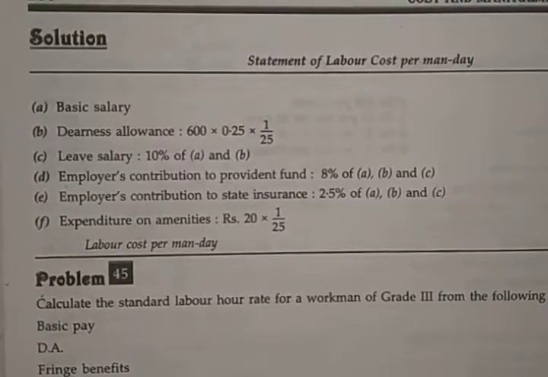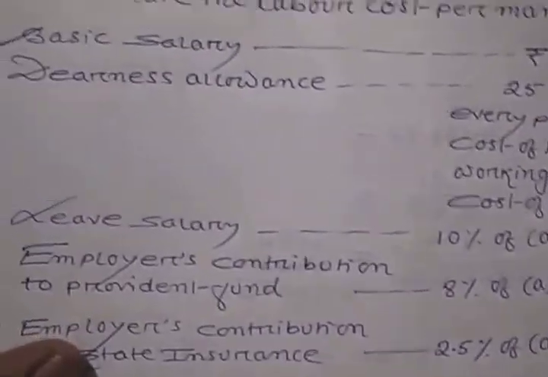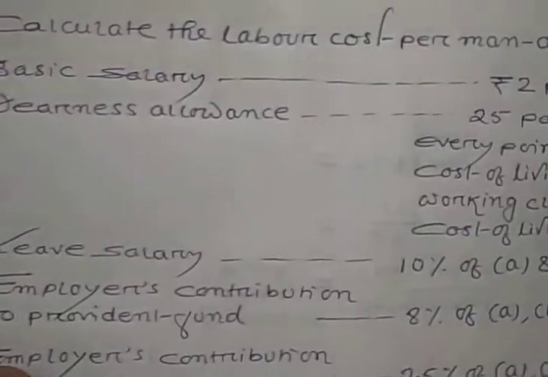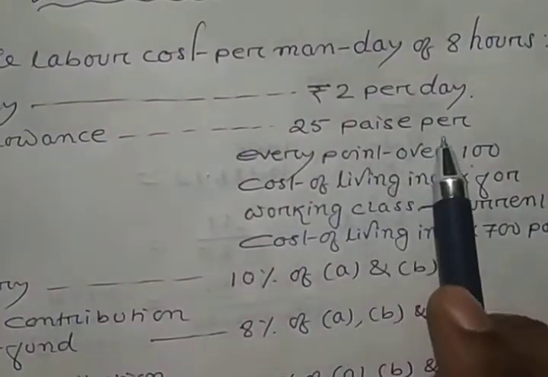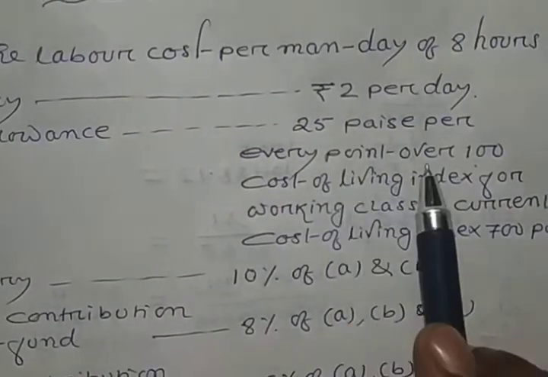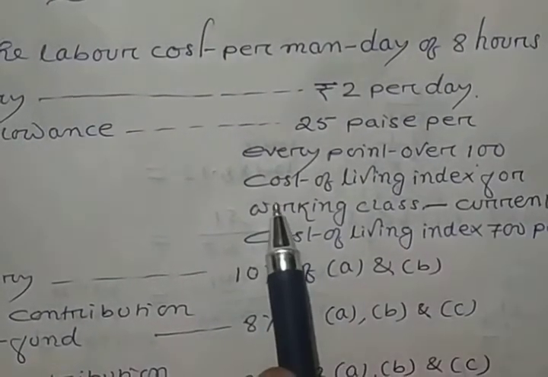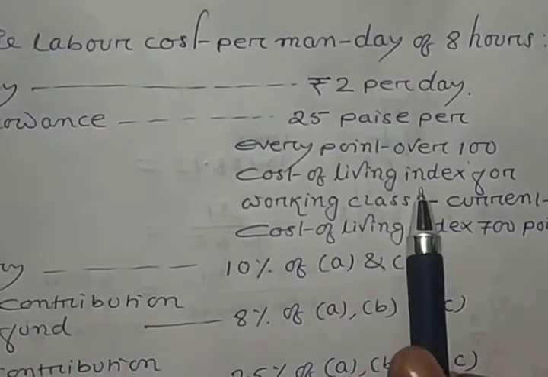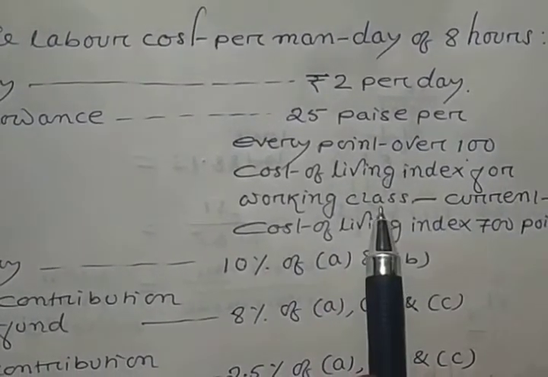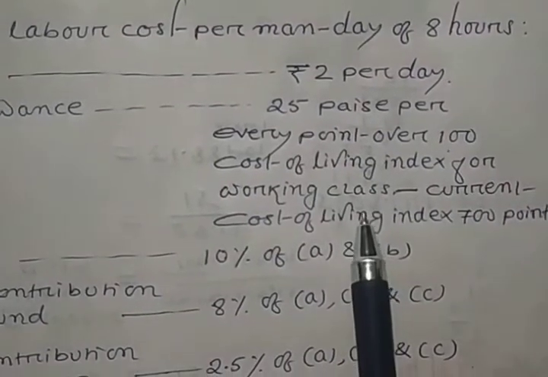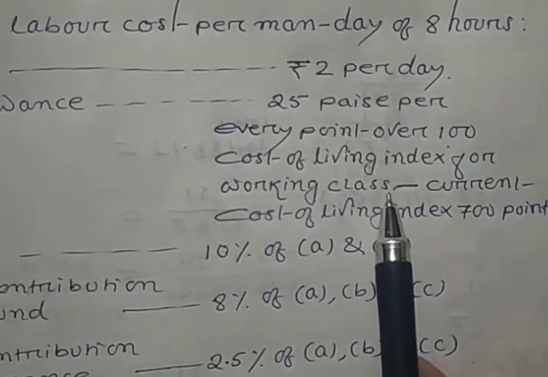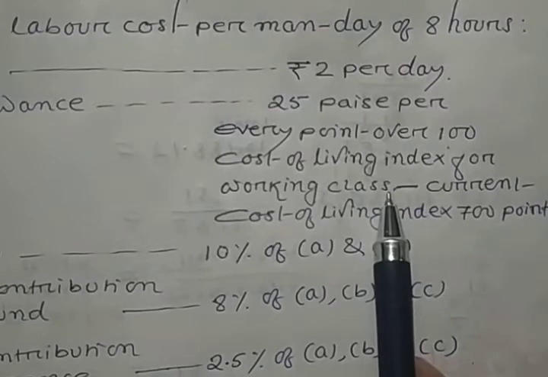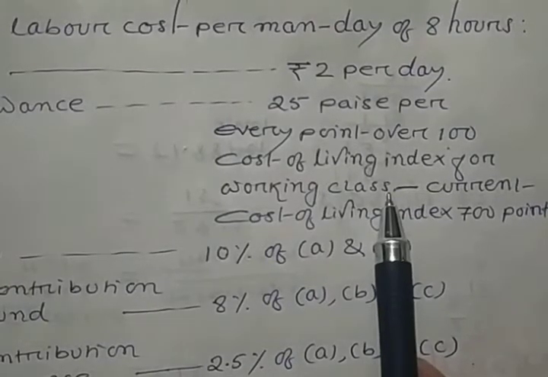Then point number B, what is given? Dearness allowance is given like that: 25 paise per every point over 100 cost of living index for working class. How many working days are given in the question? 25 days, right? That means this given for working class is for 25 days. But we are calculating it per day, remember.